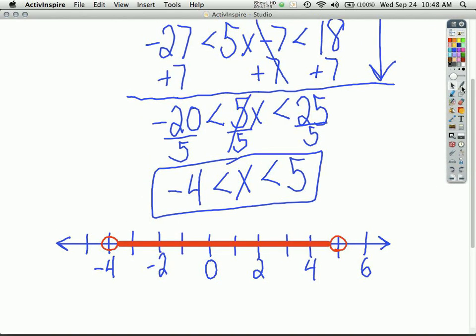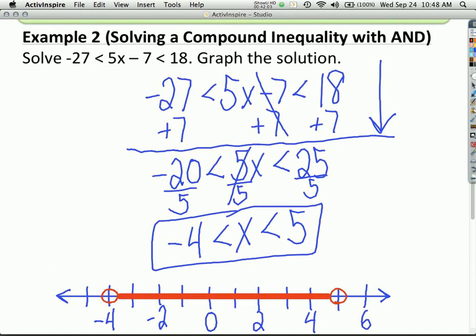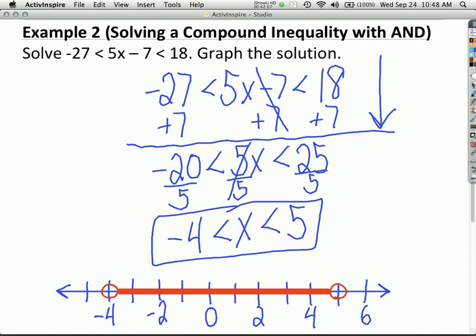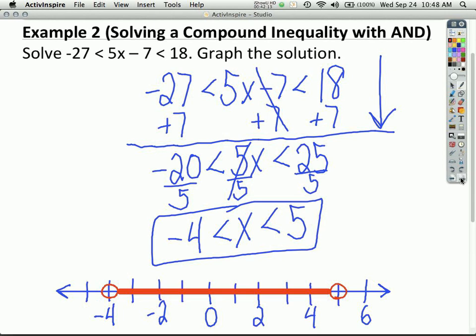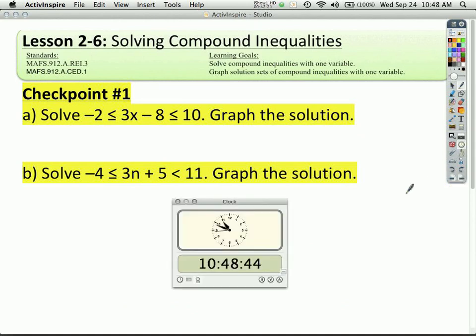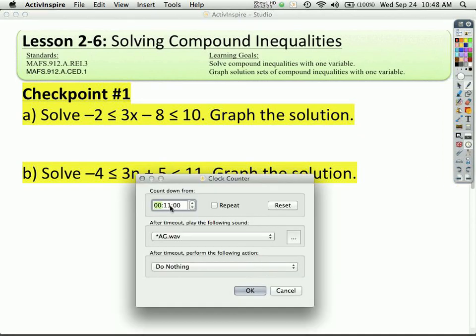Any comments, questions, or concerns on how we did this process of solving a compound inequality and graphing? So you've seen one example, and I have very high expectations for what you got out of it. So checkpoint number 1, you got 2 questions. You need to solve both and graph both. 2 questions, you got 4 minutes.